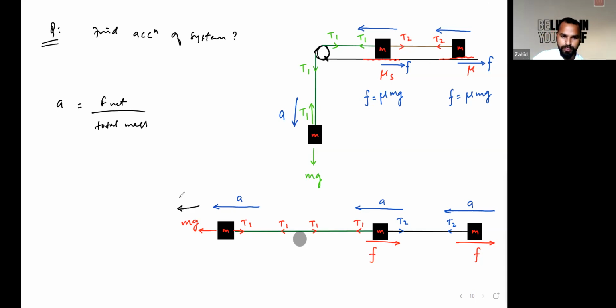Take this direction to be positive and this direction to be negative, and just put all the forces. The forces along the left hand side will be taken as positive and the right hand side taken as negative. Just apply this rule, put all the values, and you'll get your answer. This is another way to solve any pulley system.